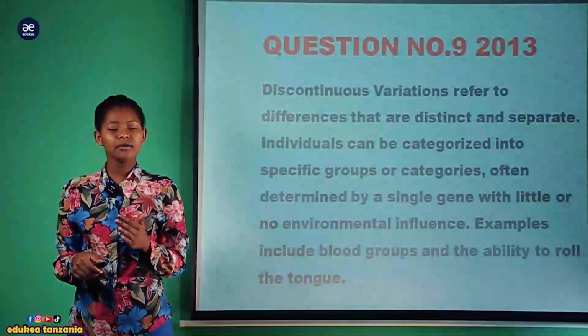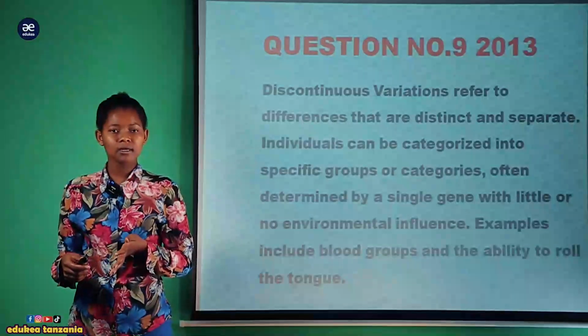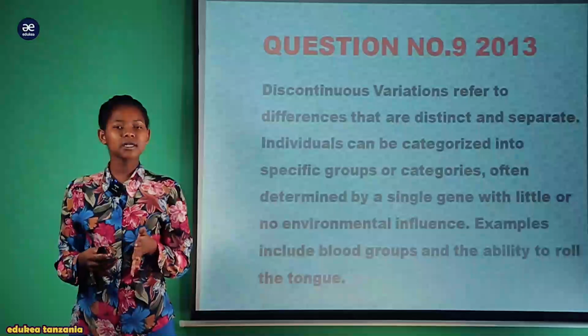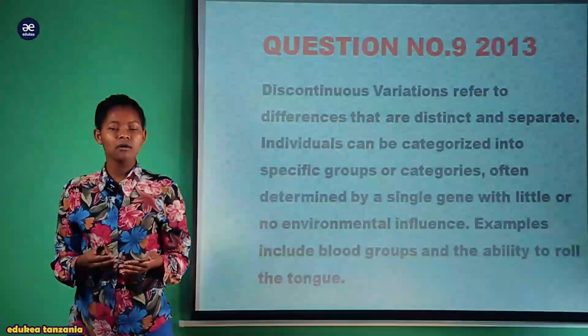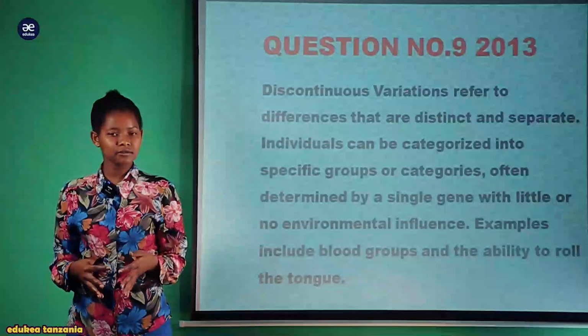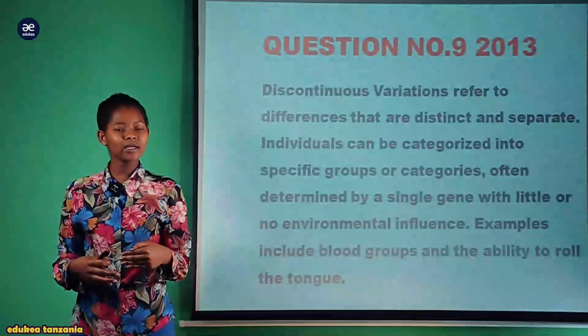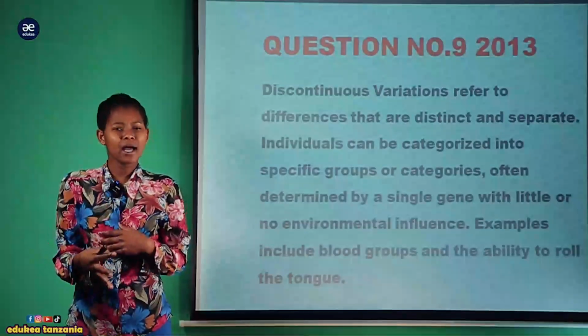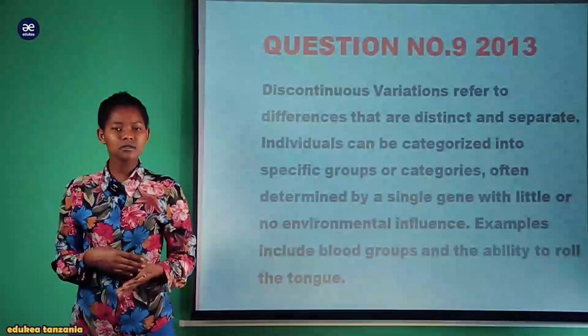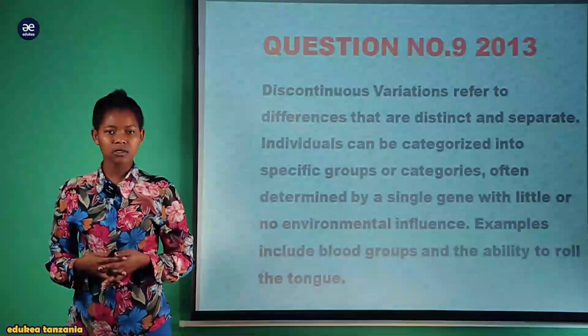Discontinuous variation haionyeshi the clear cut between the characters. Na pia hii character inakuwa controlled by single gene. For instance, the kind of this discontinuous variation mfano ni blood group. Nikiwa nina blood group A, mwingine anakuwa na B. Hakuna linki kati ya hizi characters mbili. That is all about discontinuous variation.